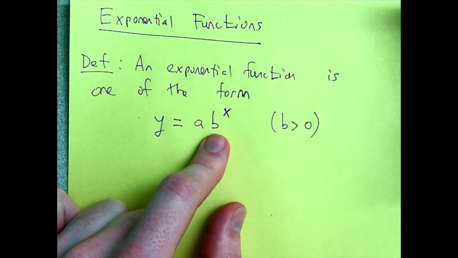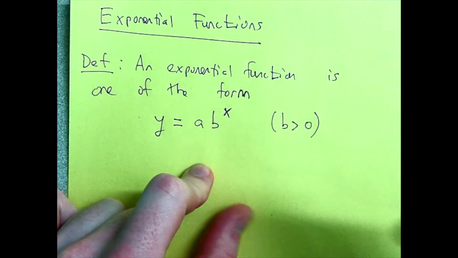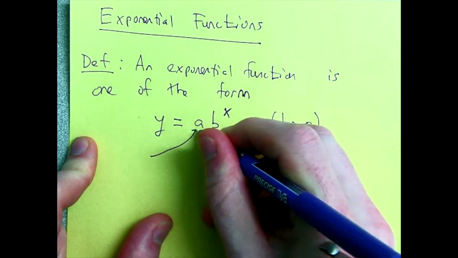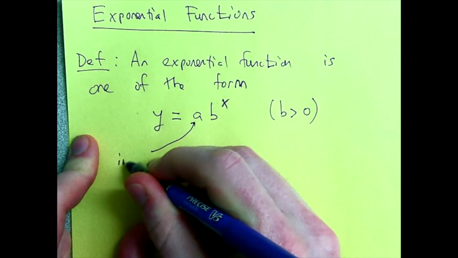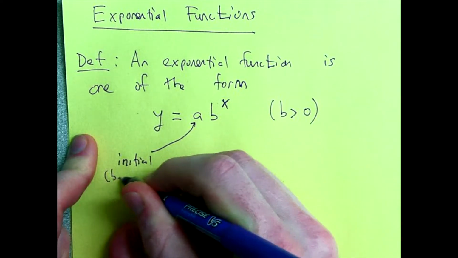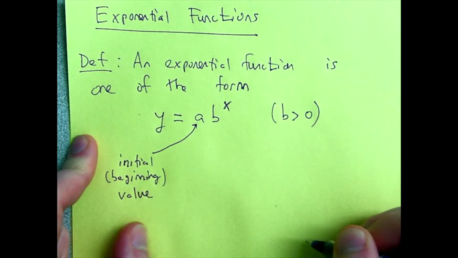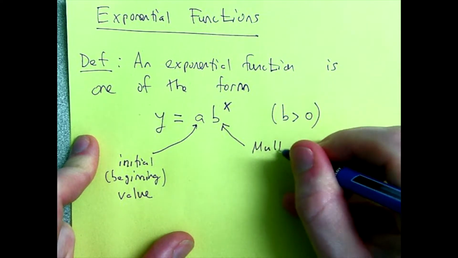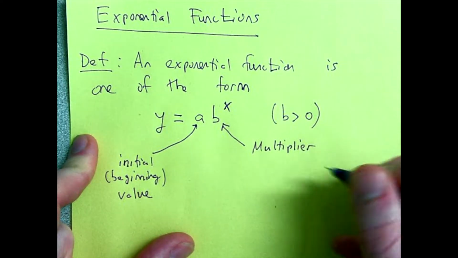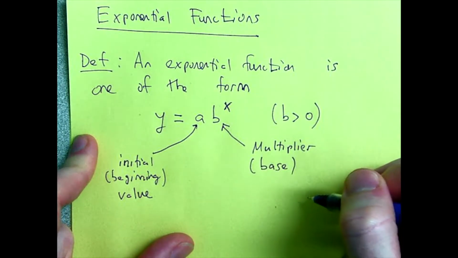So just a couple of things, we should say what these a and b values represent in any particular exponential function. I'm going to say that a is the initial or beginning value, and I'll explain why that is in a moment. And b is what I call the multiplier, although probably most people would use the word base. They would call this thing the base.